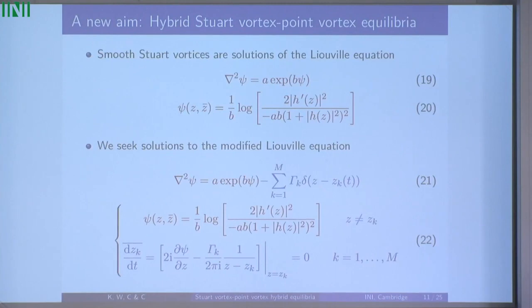So basically for z not equal to z_k, z_k being the location of the vortices, you have the same old Stuart solution being valid, or Liouville solution being valid, but at these points you have to ensure that the velocity you find from this solution after subtracting off the singularity due to the point vortex is 0. It's so that the point vortex is stationary. So that's the kind of definition of what we are trying to do.